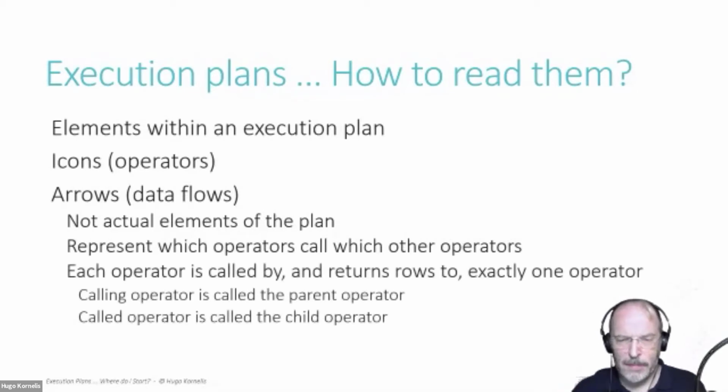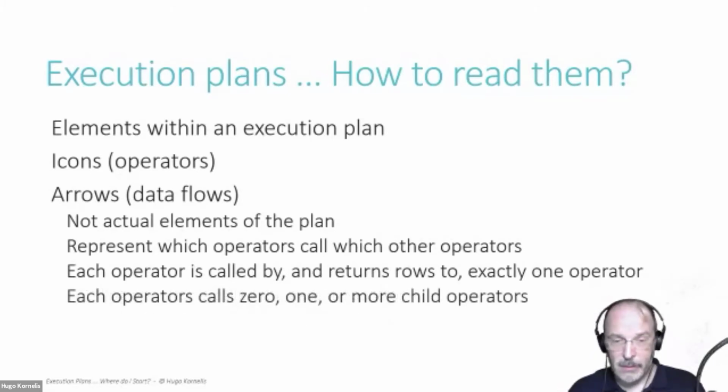So in the execution plan, you can find that every operator will be called by exactly one other operator, and it will also return rows to that operator, because if an operator is called by another operator, that will be the getNext call, and the answer will be a row, because that's what getNext does. The calling operator is usually called the parent, and the called operator is usually called the child. Now, where every operator has exactly one parent, the reverse is not true.